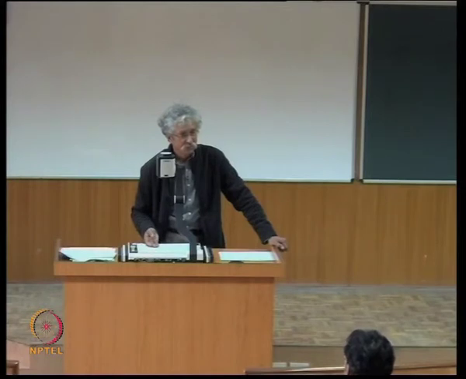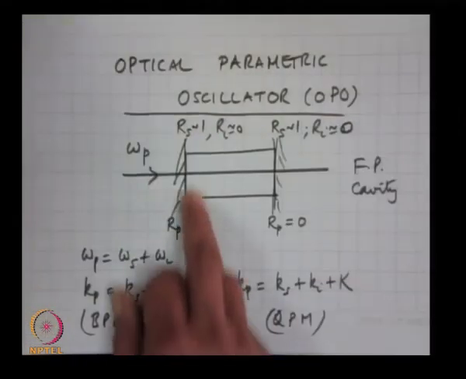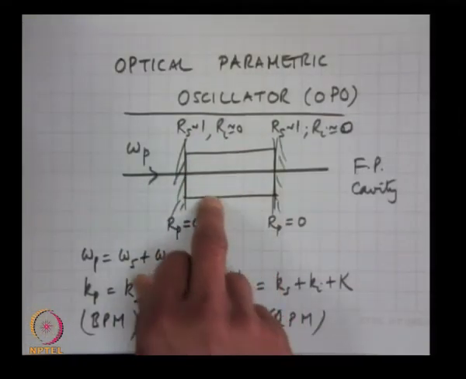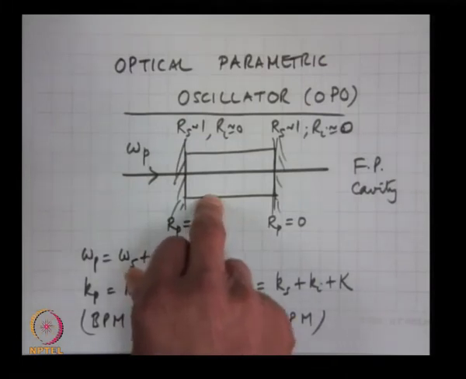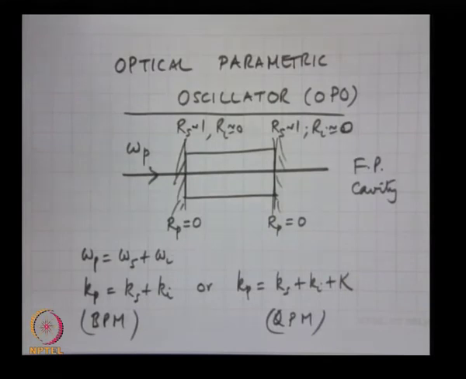I can put 10 watts of power at omega p and I can get a watt of power at omega s. We'll put some numbers and calculate when we actually calculate these. The oscillation condition: what is the pump power required for the oscillator to start? And what will be the frequency?